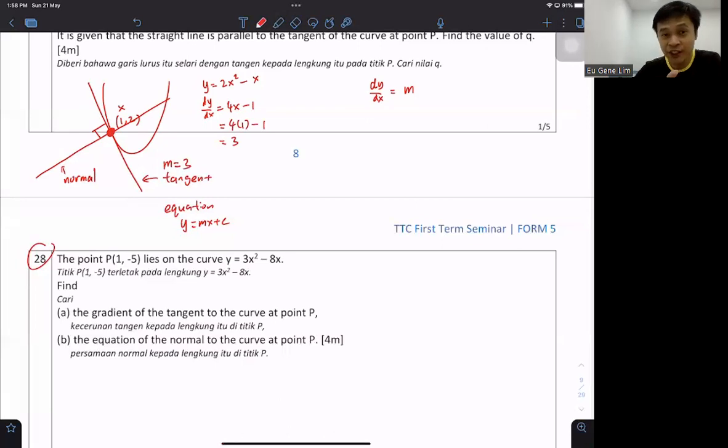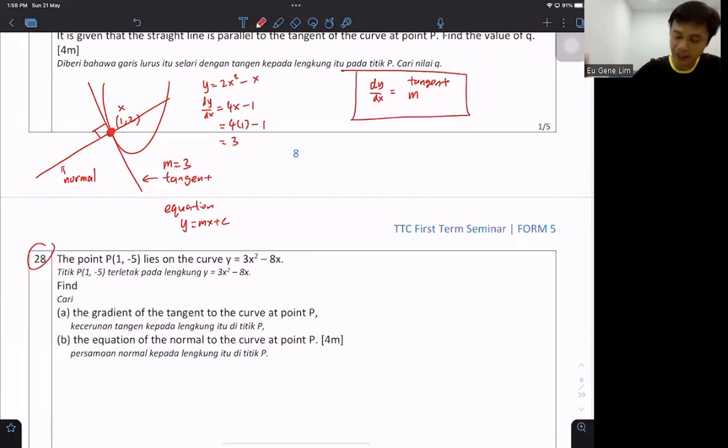So now you have the tangent gradient, m is 3. Now you can find the equation. Later we go and find the equation, but now you have to understand the theory first, and understand the tangent and normal first. So remember, dy/dx is the tangent gradient. Dy/dx is actually the tangent gradient. This one, copy. Dy/dx is tangent gradient.